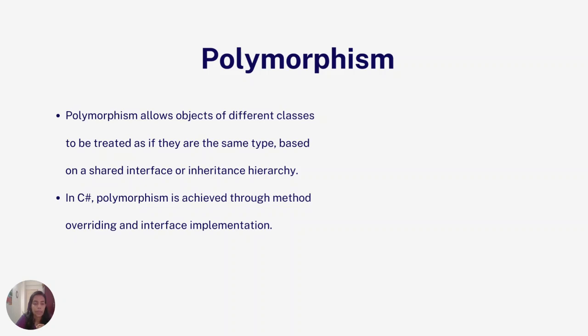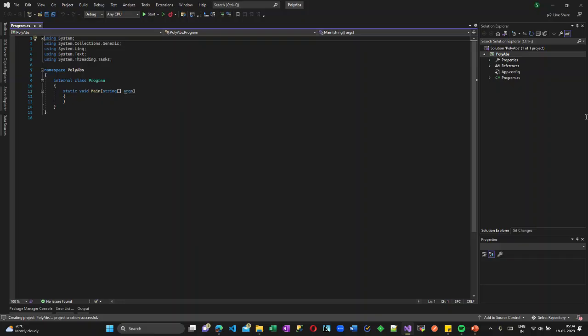So as you can see in the slide, it allows the objects of different classes to be treated as if they are of the same type, based on a shared interface or inheritance. So in C sharp, polymorphism is achieved through overriding. So let us now see an example.